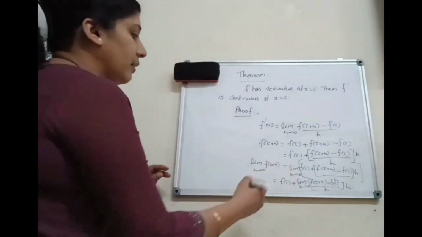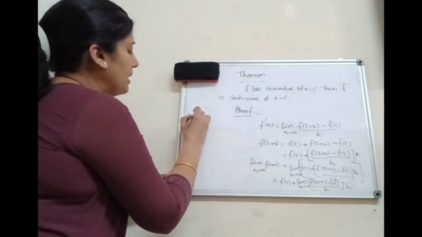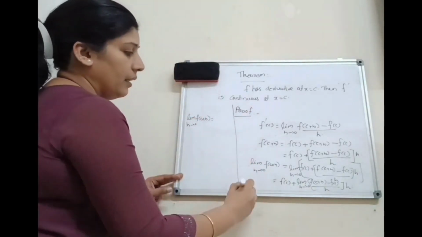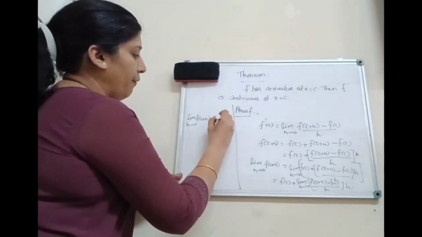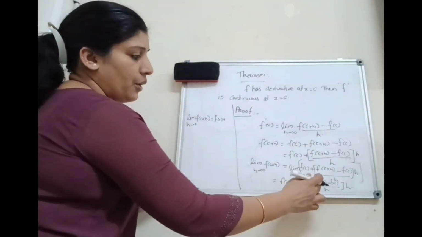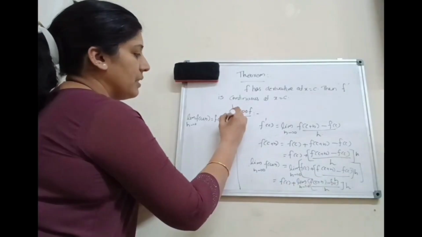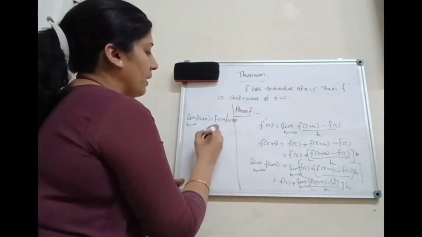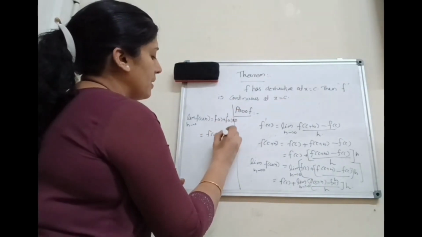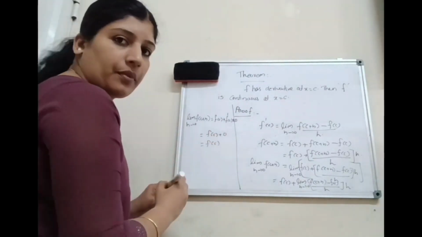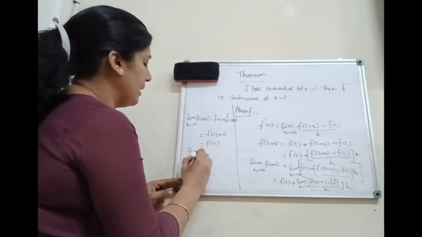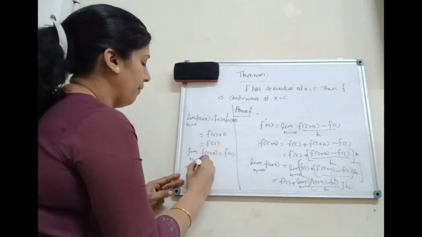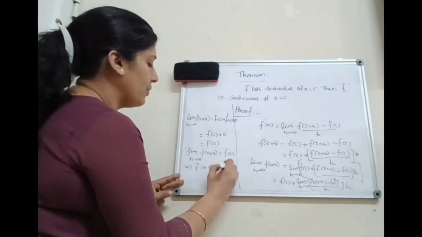That implies, then, it will be equal to what? The limit as h tends to 0 of f(c+h) equals, on the right side, f(c) plus the limit as h tends to 0 of [f(c+h) minus f(c)] divided by h, which is f dash of c. Then the limit as h tends to 0 of h, the value will be 0. That implies f(c) plus 0 is equal to f(c). Therefore, the limit as h tends to 0 of f(c+h) is equal to f(c). That means f is continuous at x equal to c.